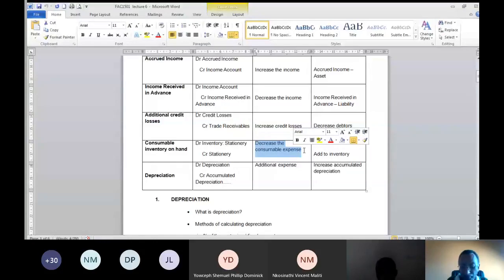Back to my example. If your trial balance, say, stationery purchase is 1,000 rand, and you have still got stationery on hand at the end of the year of 100 rand, then your actual expense is 1,000 minus 100, which means that you have only consumed, you have only used up 900 rand of your stationery. And therefore, when you do your statement of profit and loss and other comprehensive income, you will show your stationery expense as 900 rand. Okay.